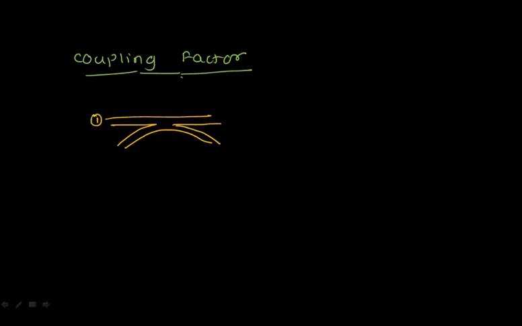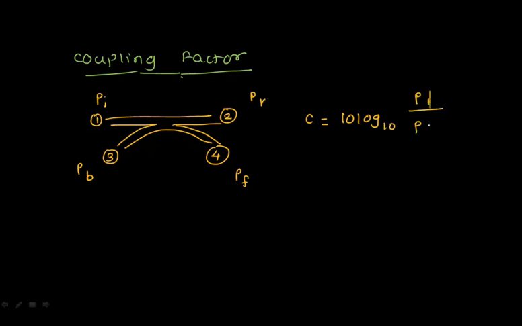This is my port 1, this is my port 2, this is my port 3, and this is my port 4. So when I talk about the coupling factor, it tells me how much power is coupled. If this is the incident power, this is the received power, this is the forward power, and this is the back power, this tells me the ratio of coupled power. So 10 log to the base 10 Pi by Pf. As this is the ratio of power, you can calculate it into dBs.